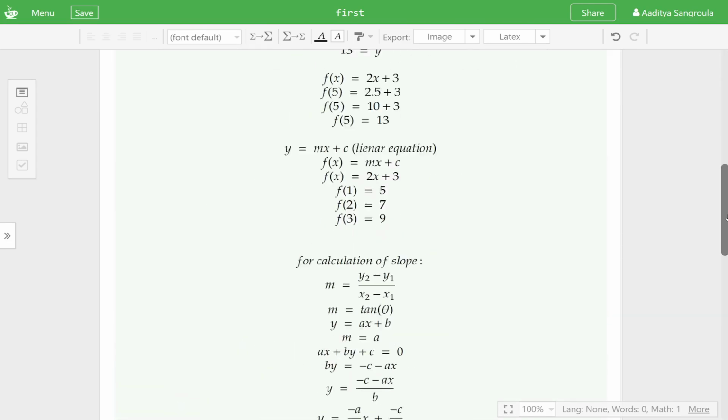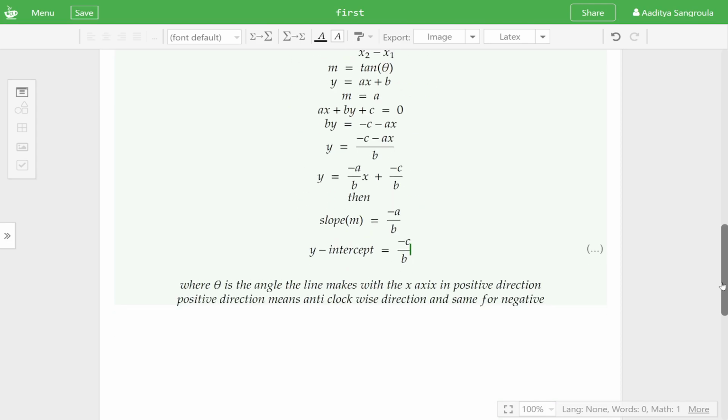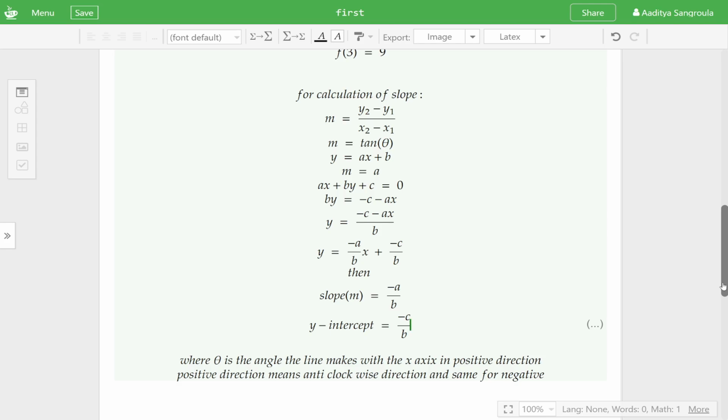So we have learned a few things till now, mainly functions and a bit of coordinates. We have learned what a straight line is, and all these formulas that I've given you for calculating the slope, they're just for the straight lines. They're just for linear equations. They don't work for higher degree equations.